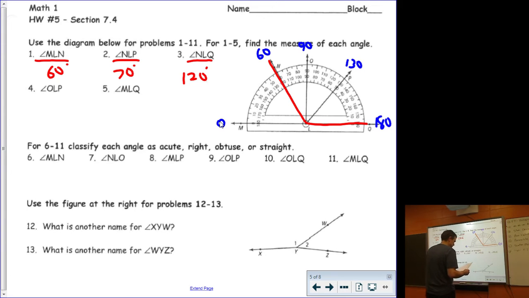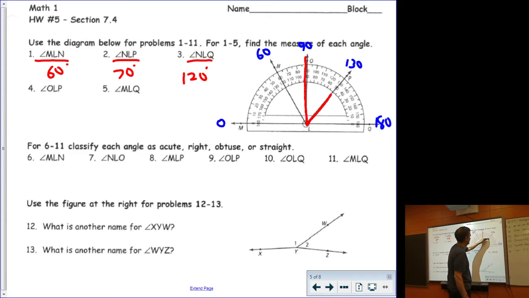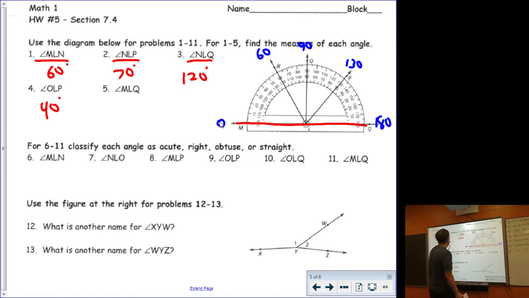And I'm ready for the next one, OLP. Angle OLP goes from here to here. So it goes from 90 to 130. That is a measure of 40 degrees. And last up, MLQ. Angle MLQ, that's just a straight line, so it is 180 degrees.